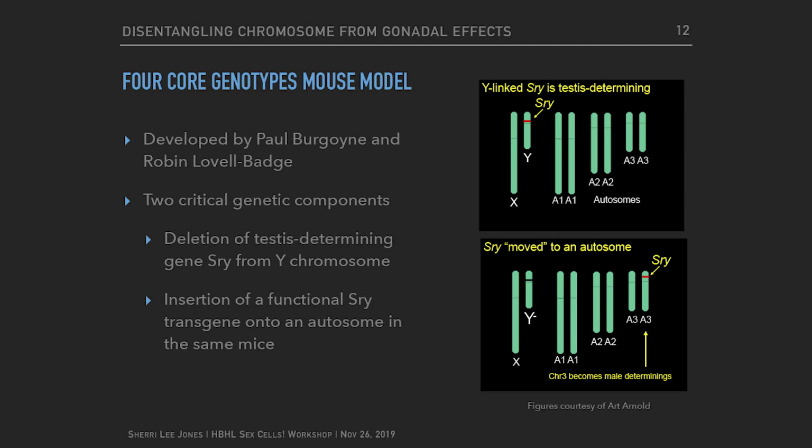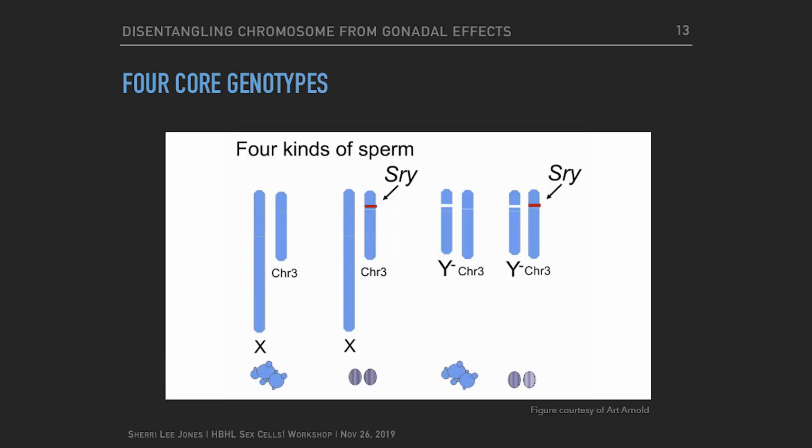So remember, our male mice have an X and a Y chromosome. What you do is you take the SRY gene out, which remember codes for the testes-determining factor. You take it out of the Y chromosome and you move it into an autosome. Typically male mice make two types of sperm, an X sperm or a Y sperm. But these four-core genotype mice make four kinds of sperm.